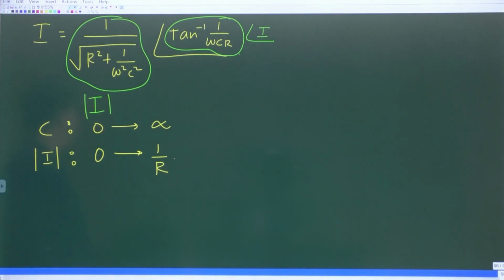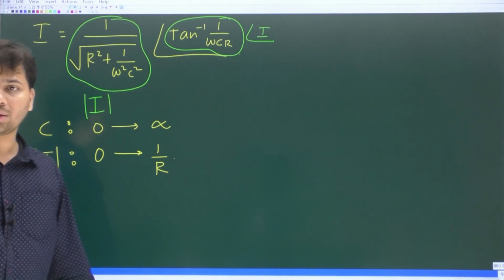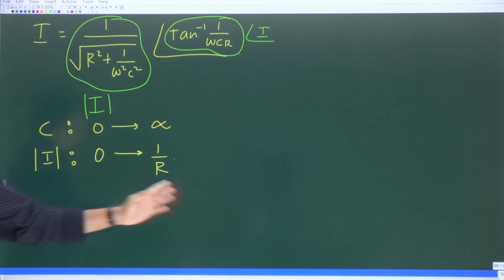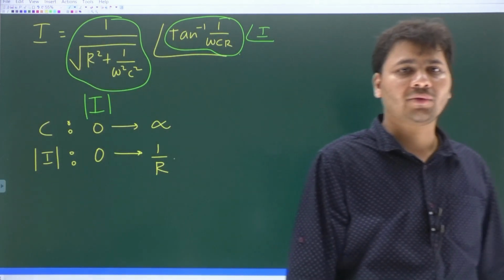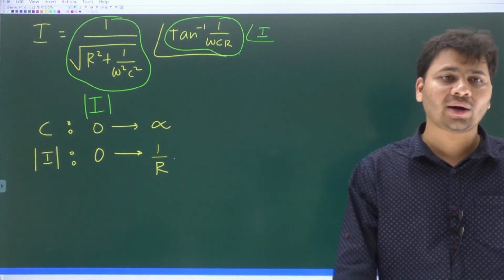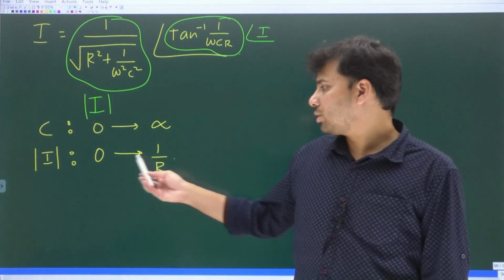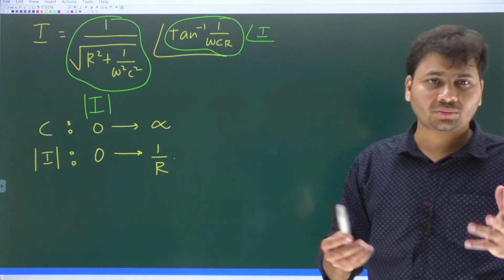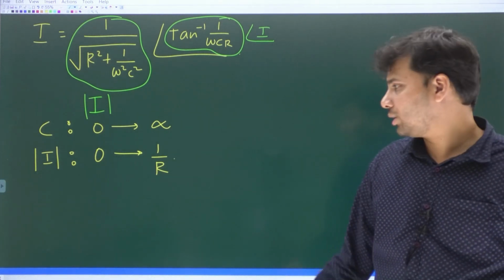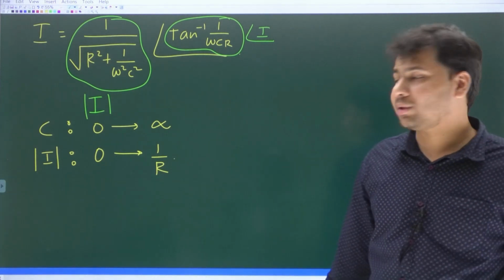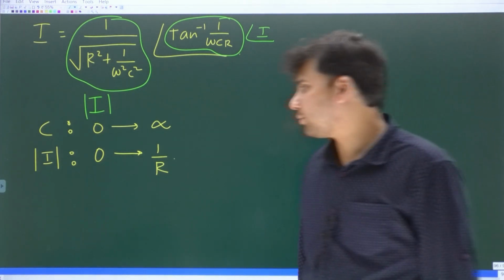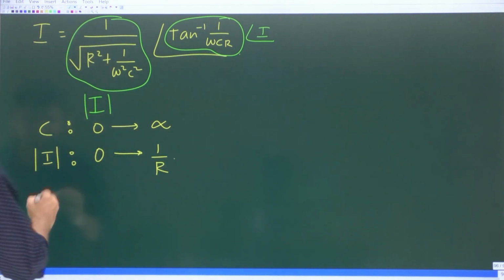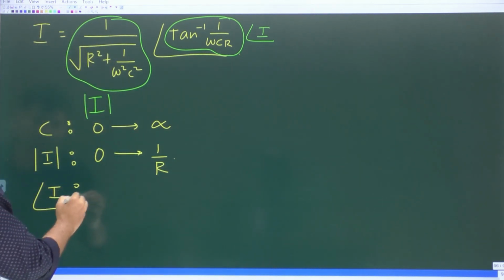So what is happening to the magnitude of the phasor current I? Is it not increasing from 0 to 1 by R? That means as the value of C goes from 0 to infinity, the phasor becomes longer and longer. Yes. And what is the highest value of the length of the phasor? It is 1 by R, and that is when C tends to infinity.